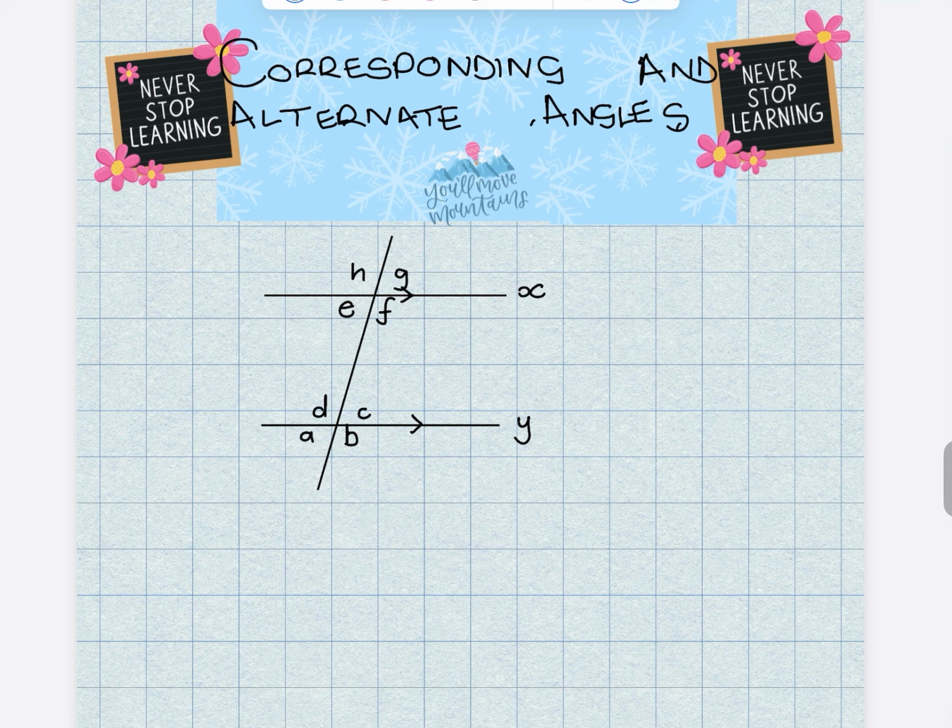So that is why H and D are corresponding angles. Okay, because they are on the same side of the transversal line, and they are both on top of our parallel lines. So therefore, they are corresponding. So that is why we say that corresponding angles in parallel lines are equal. That is our first property. So we're saying that H and D are corresponding angles.